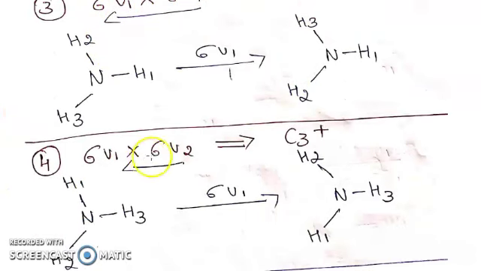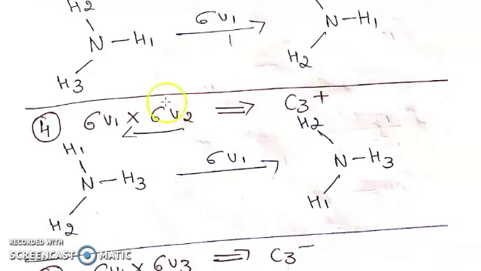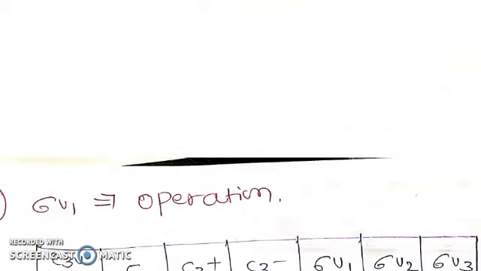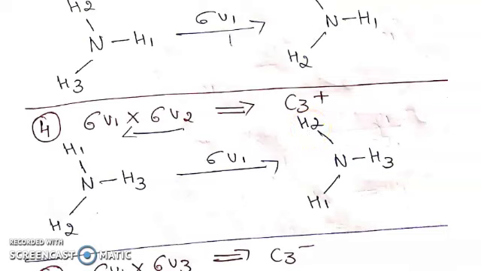Next is sigma v1 into sigma v2. First you write sigma v2. For this molecule, you have to do the sigma v1 operation. Sigma v1 means this plane. Then the first hydrogen atom and second hydrogen atom will interchange. As a result, we'll get this molecule, which is like the C3 plus operation. Therefore, sigma v1 into sigma v2 is C3 plus. The last one is sigma v1 into sigma v3.